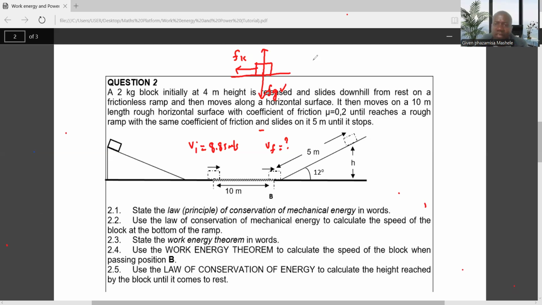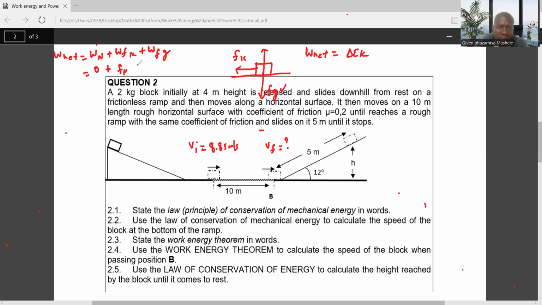The net work is equal to the change in kinetic energy. But now let's calculate the net work first. I think I have alluded to this. The work done by the normal, the work done by friction, and the work done by Fg. The normal's work is 0. We have to calculate the other; we know how to do that.